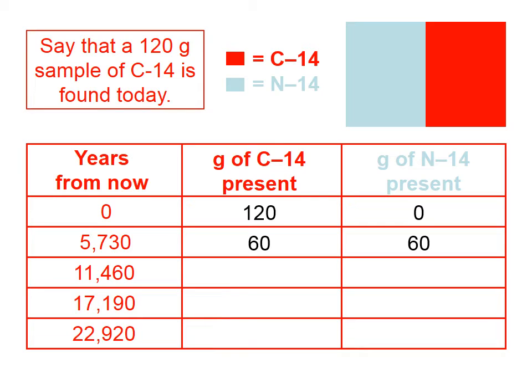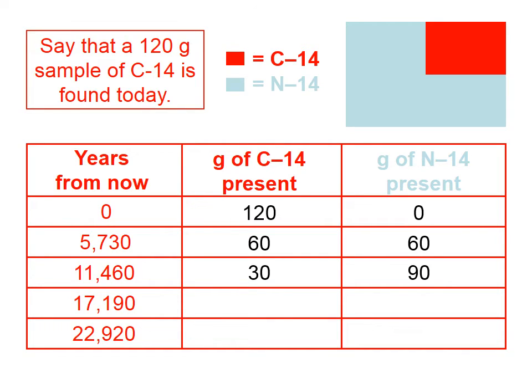Then another half-life passes. In other words, this is 5,730 years more than where we were right here. Well, when another half-life passes, half of the radioactive sample is no longer. So we go from 60 to 30. If you watch the picture in the upper right, we now have only half of that radioactive, which means how many grams of nitrogen-14 do we have? 90 now. The total mass, you see, is still staying the same.